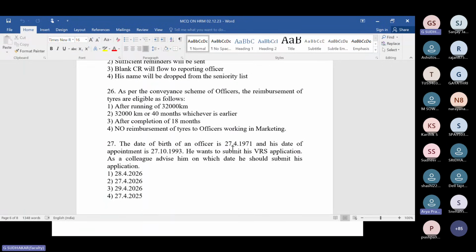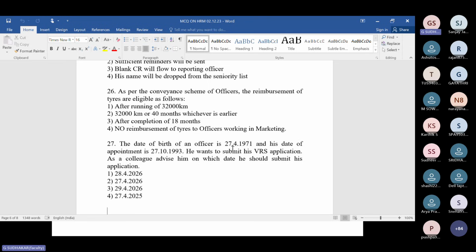Again, I am telling you, VRS means you have to count the days. I have told already what the provision of notice period for VRS is. Now how many days? Yes, 90 days. Count the 90 days from the date of appointment, not the date of birth.